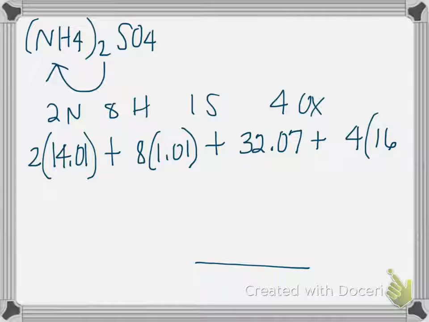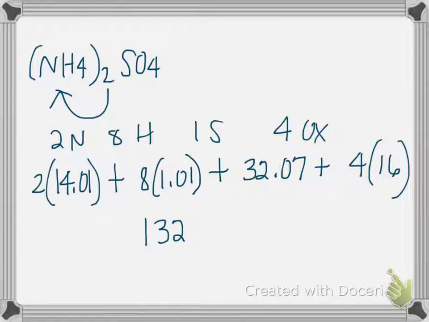Okay? So when I add all that up together, I do not have my calculator with me. Here it is. So 14.01 times 2, plus 8 times 1.01, plus 32.07, plus 4 times 16. So we get our molar mass is 132.17.